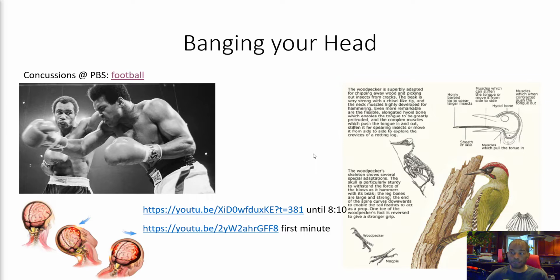It has a lot of physiology in its head that allows it to bang its head over and over and over again without suffering brain damage. We don't have those adaptations, but this bird does. So there's another form of adaptation.